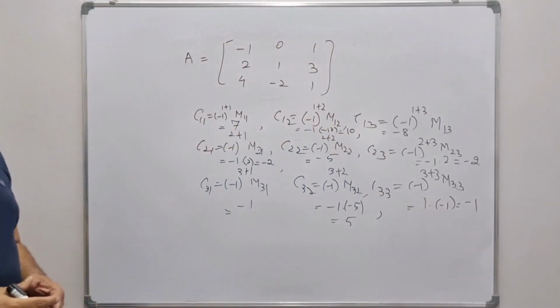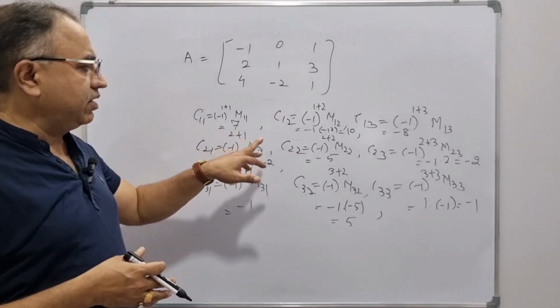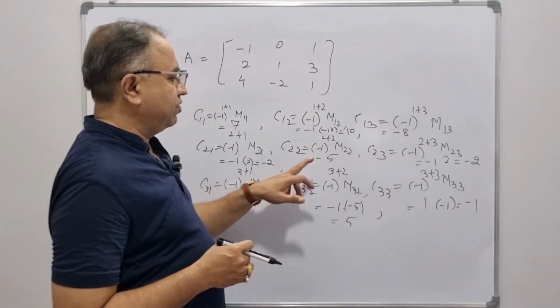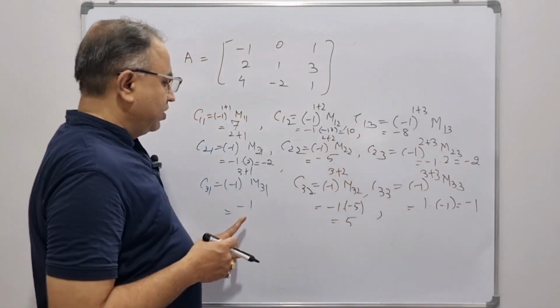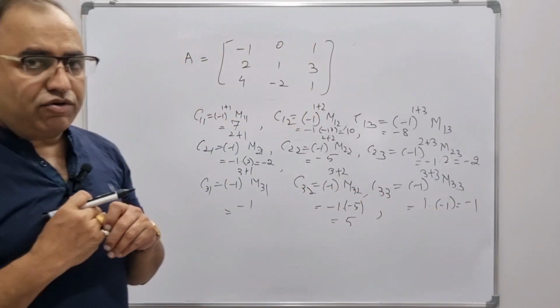This is how we find all the cofactors. So C11 is 7, C12 is 10, C13 is minus 8, C21 is minus 2, C22 is minus 5, C23 is minus 2, C31 is minus 1, C32 is 5, C33 is minus 1. So first we find the cofactors.